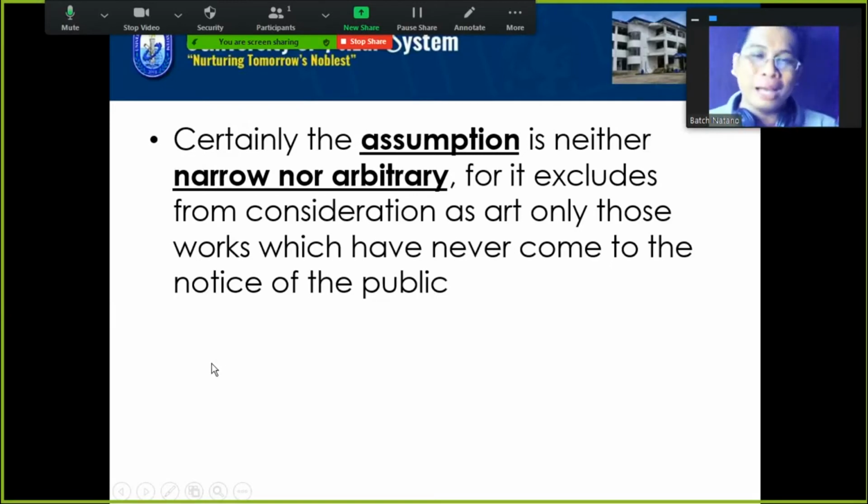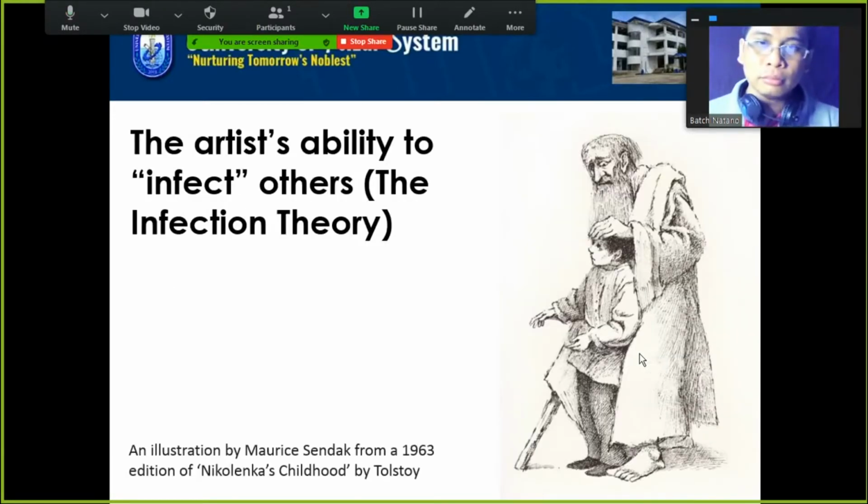Kaya naunawaan ko kung bakit merong mga critic itong kay Tolstoy na view. Medyo may pagkasalungat kasi yung pagtingin niya doon sa usual na pagtingin natin. So, the artist's ability to infect others, or the infection theory. May kinalaman ang infection theory sa expression.